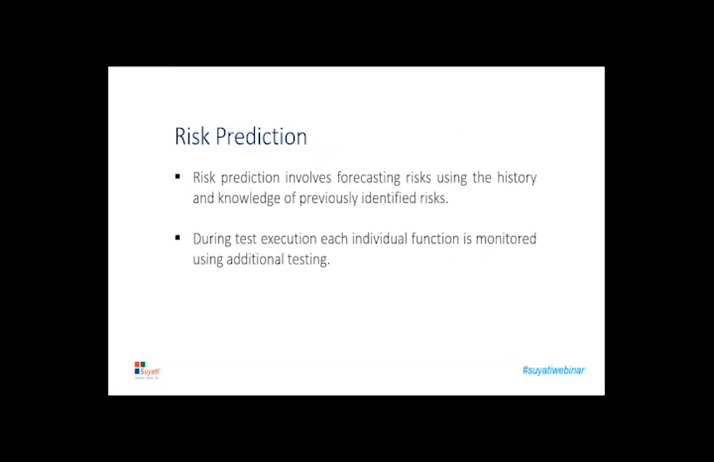Now we shall see what risk prediction is and how it can be done. It can be done from the previous activities like identifying, planning, assessing, mitigating, and reporting risk. It involves forecasting the risk using the previous history and the knowledge of previously identified risks.